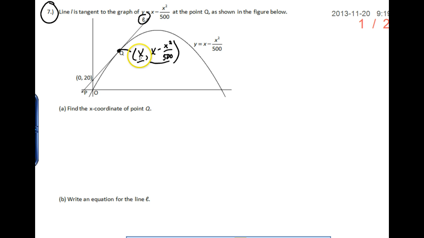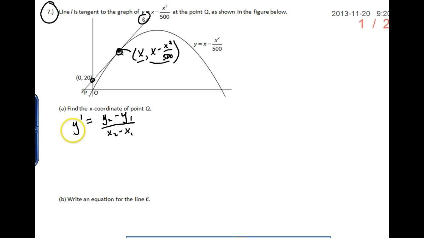Well, there's two ways that we can think about using x. We can think about the fact that the line is tangent to the graph, meaning its slope at x would be found by the derivative of y. And its slope is also found by taking the slope between 0, 20 and Q. So what we can do is set y prime equal to the slope of the secant line, which would be y2 minus y1 over x2 minus x1.